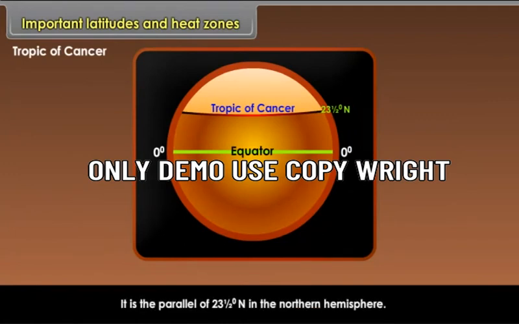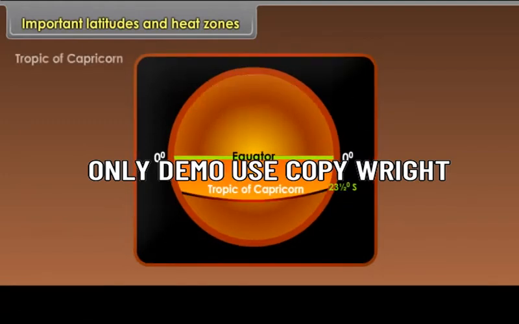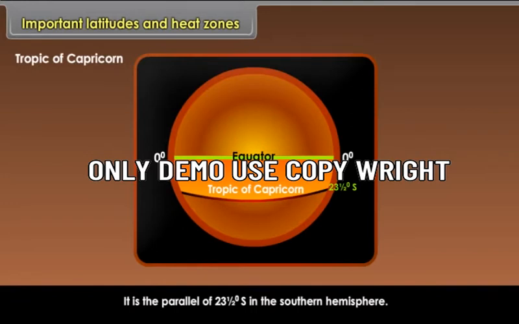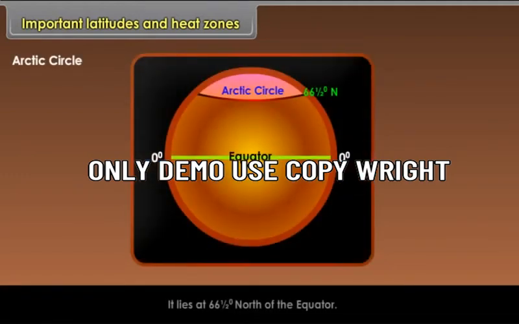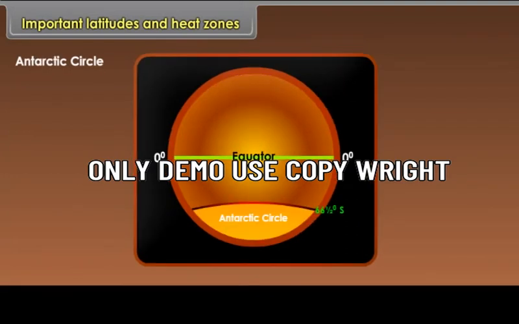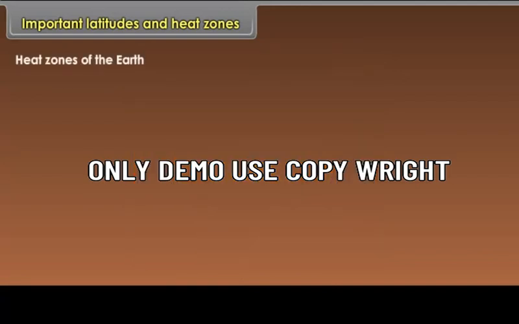Tropic of Cancer. It is the parallel of 23.5 degrees north in the Northern Hemisphere. Tropic of Capricorn. It is the parallel of 23.5 degrees south in the Southern Hemisphere. Arctic Circle. It lies at 66.5 degrees north of the equator. Antarctic Circle. It lies at 66.5 degrees south of the equator.